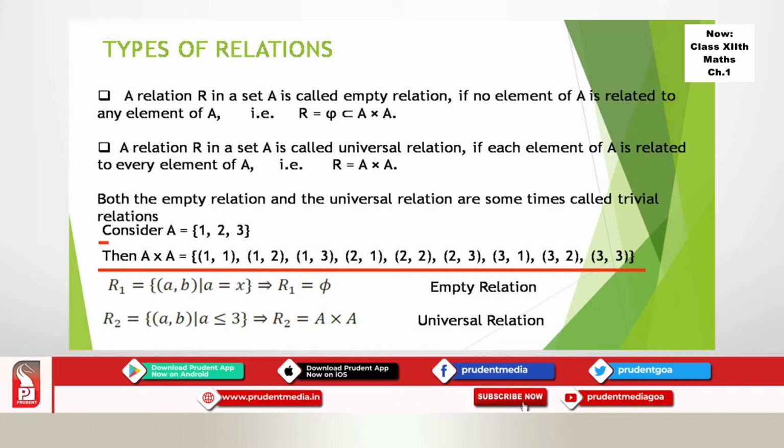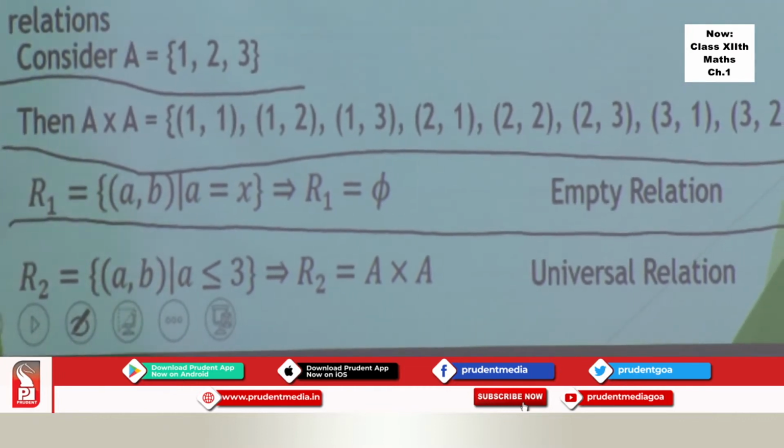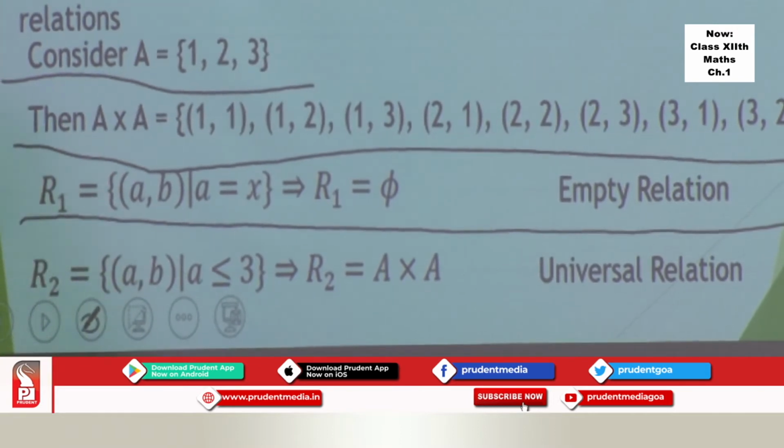This is A cross A, this is a set A. Here the parent set A is 1, 2, 3, and below that I have written A cross A, all the ordered pairs. There are 9 ordered pairs because there are 3 elements in the set A, and 3 into 3 becomes 9 ordered pairs. And below that I gave an example of an empty relation. What is an empty relation? I already defined it in the first definition here. Okay. So, empty relation should have nothing in the relation.